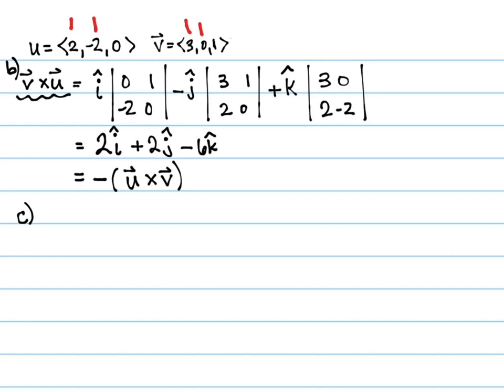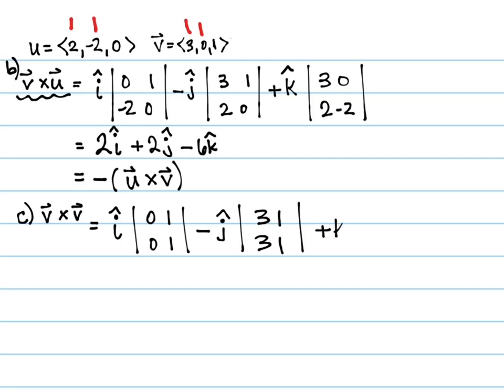All right, so we're going to do V cross V. So to do V cross V, we would have I, and we're going to put both components of V that are not in the I spot, which would be 0, 1. So 0, 1, 0, 1, minus j. Again, both the components that are not in the j spot, the middle spot, which would be 3, 1. It technically is minus j. 3, 1, 3, 1, and then plus k. And I would have 3, 0, 3, 0.